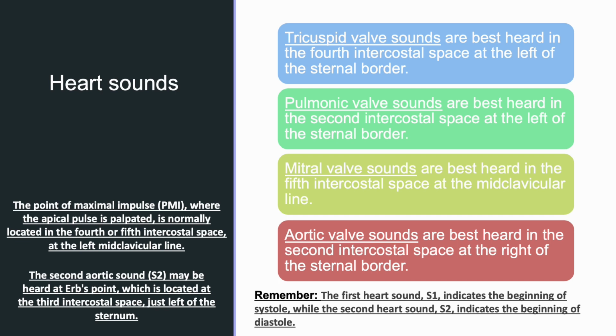So just go ahead and make yourselves note cards. Tricuspid valve sounds are best heard where? Pulmonic valve sounds are best heard where? Mitral, best heard where? Aortic valve, best heard where? Also know the first heart sound, S1, is the beginning of systole, and the second one is the beginning of diastole, however you pronounce it. Know the PMI, or point of maximal impulse, where the apical pulse is palpated, because they're interchangeable, is normally located in the fourth or fifth intercostal space at the mid-clavicular line. Know the second aortic sound may be heard at Erb's point, which is located at the third intercostal space, just left of the sternum.